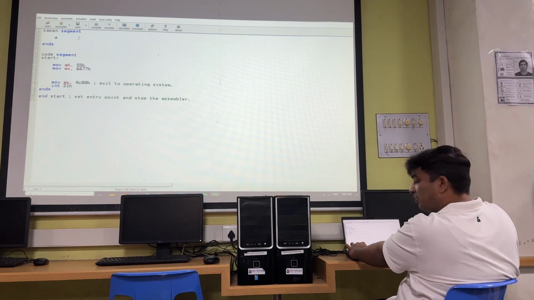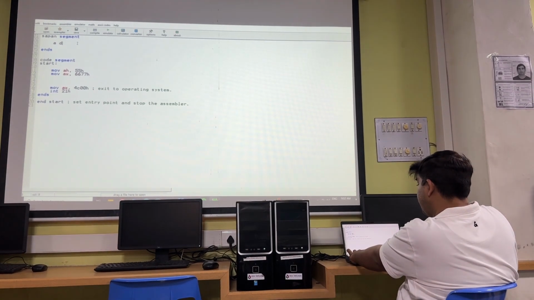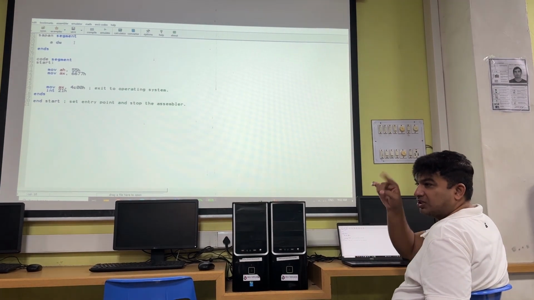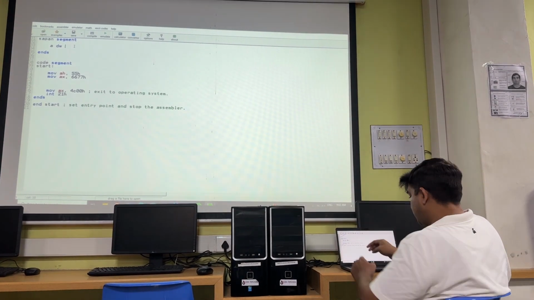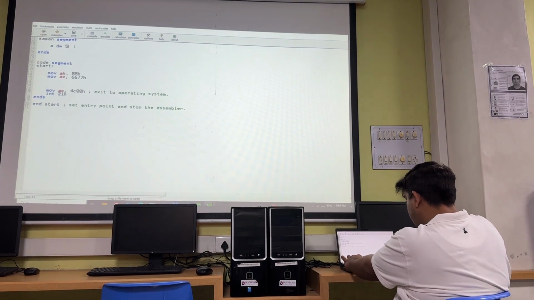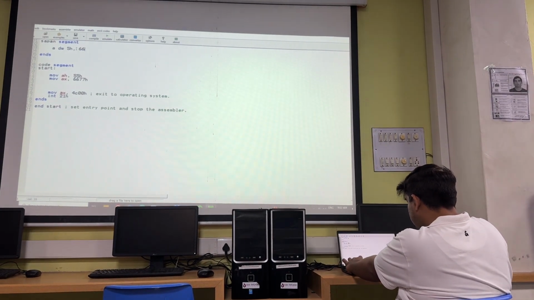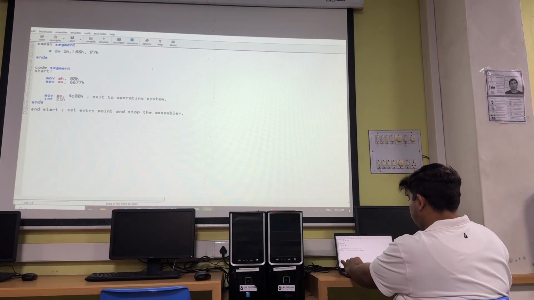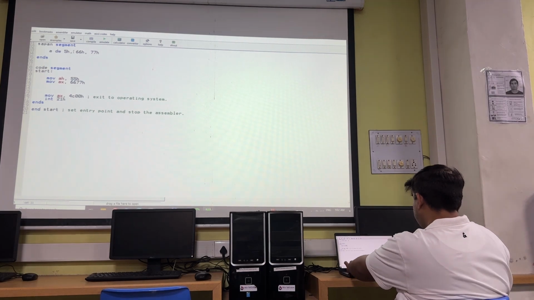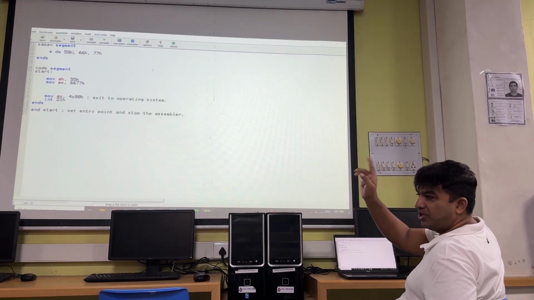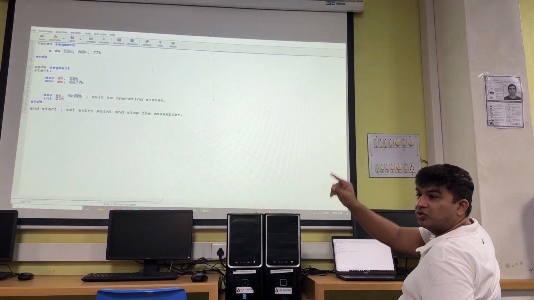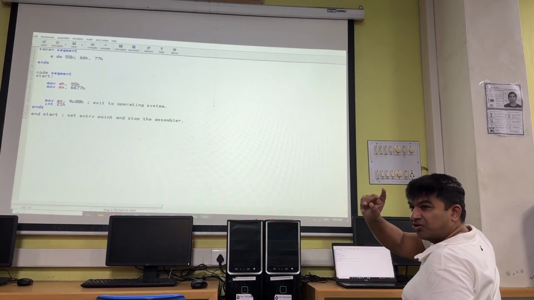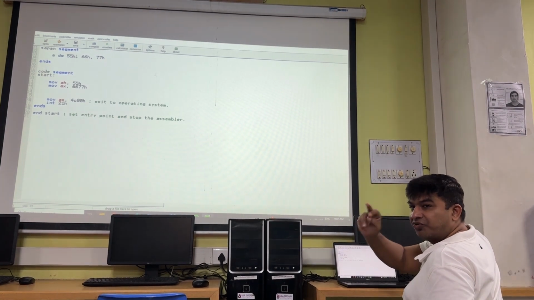So I can define anything. Suppose I am declaring one variable called A. Here I am writing DW. What do you mean by DW? Data word. So we are occupying 16 bits. Understand? So if I write 55H, 66H, 77H, though these are 8-bit numbers, because we have written DW, it will store in 16 bits. So 2 locations will get occupied. In one location there will be 00, in one location there will be 55.